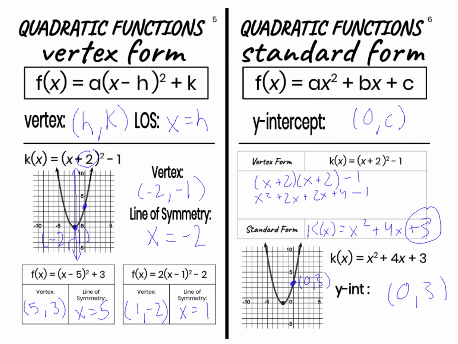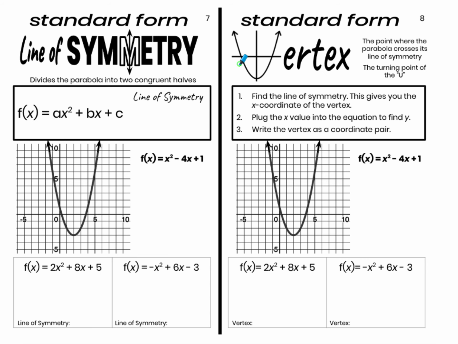When I'm directly given the function in standard form, I can immediately identify the y-intercept. So there's no work that needs to be done if I'm given the function in standard form in order to find the y-intercept. I just write (0, c). The work that has to be done is finding the line of symmetry and the vertex. The line of symmetry is found by using my b and my a values from my standard form. It is found by taking the opposite of b, or b times -1, divided by 2a.